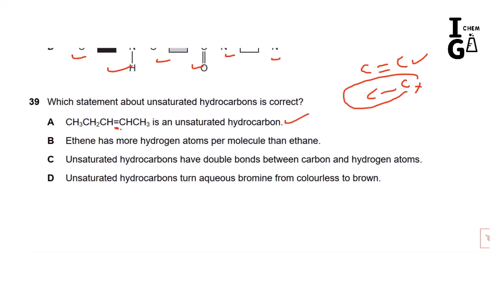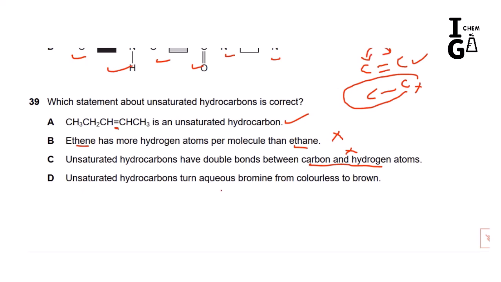So let's see. Ethene has more hydrogen atoms per molecule than ethane. This is completely wrong, because, you know guys, the general formula for ethene is CnH2n, but for an alkane like ethane it is CnH2n+2. So ethane has more hydrogen per molecule than ethene. Letter C, unsaturated hydrocarbons have double bonds between carbon and hydrogen. This is not correct. It should be between carbon and carbon, as you see.